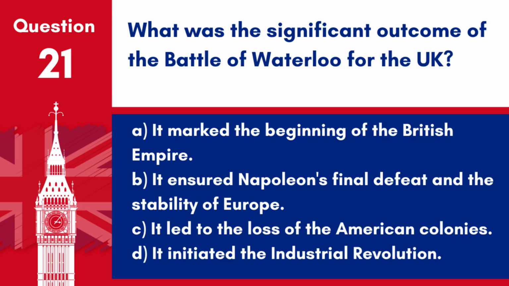Question 21. What was the significant outcome of the Battle of Waterloo for the UK? A. It marked the beginning of the British Empire. B. It ensured Napoleon's final defeat and the stability of Europe. C. It led to the loss of the American colonies. D. It initiated the Industrial Revolution.